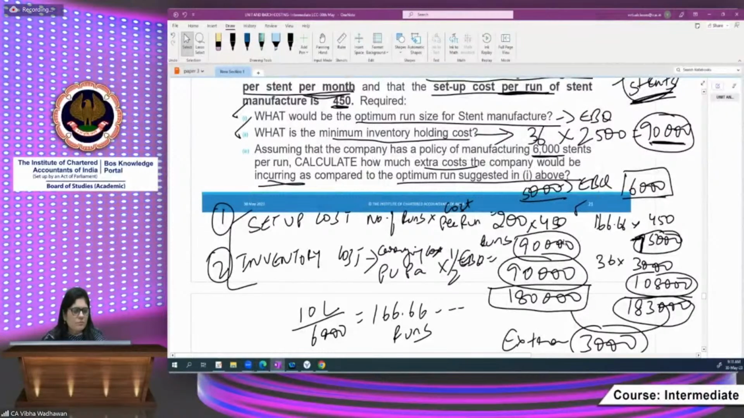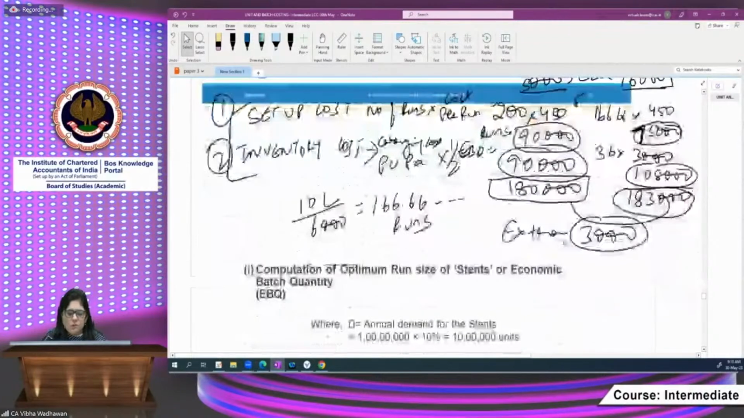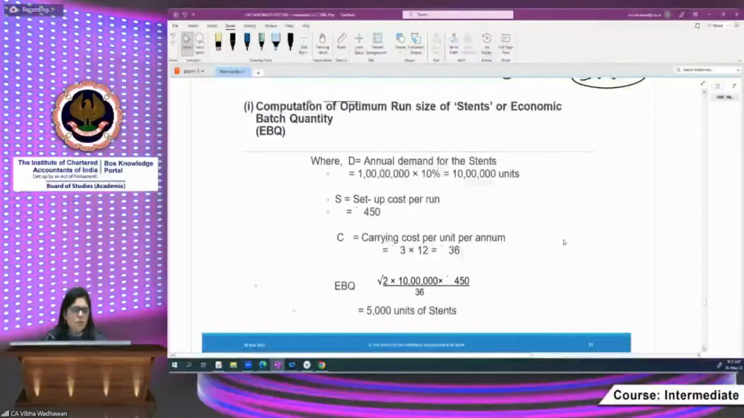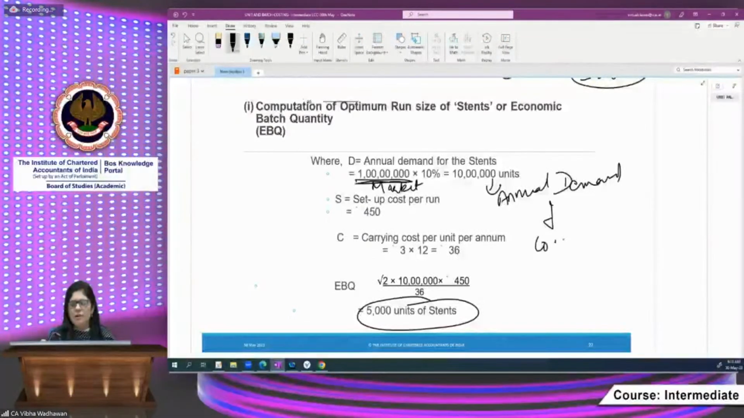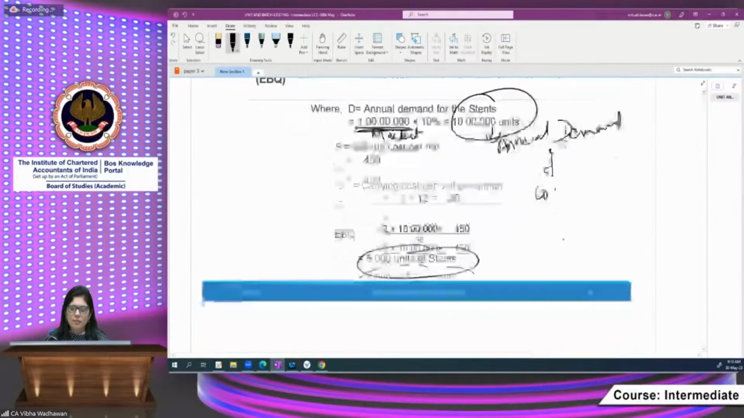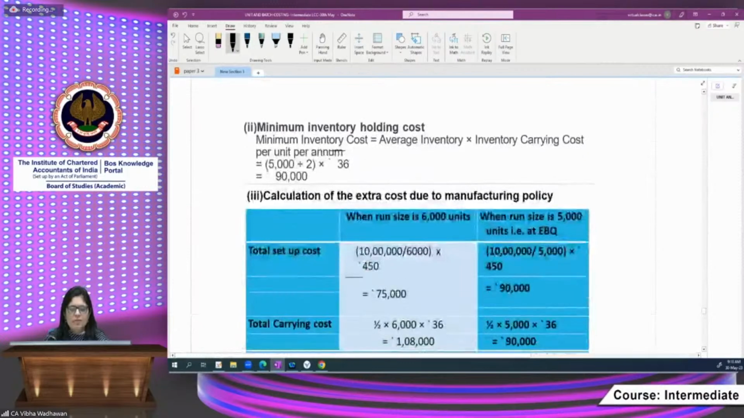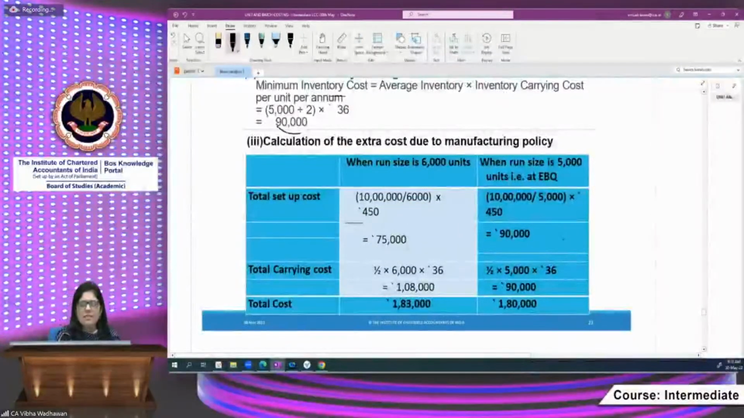Clear? So moving further, just take a note of this, the fair solution. This was the EBQ which we have calculated. 1 crore was the market demand, and this was the annual demand of the company. Annual demand of the company is 10 lakhs, so we have to take this 10 lakh. So this is EBQ. Inventory holding cost minimum is 90,000.